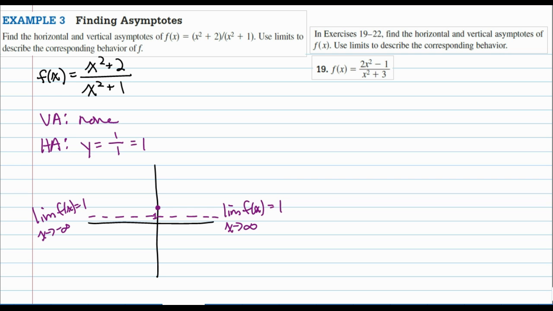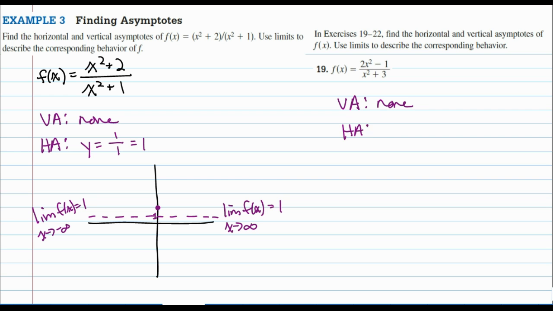The now try problem for example 3 is number 19. Find the horizontal and vertical asymptotes of f of x and then use limits to describe the corresponding behavior. So the vertical asymptotes here, numbers that are going to make the denominator 0, that's none. Only imaginaries will make x squared plus 3 equal 0. I would have to have a negative number that results from squaring an x, and that's not possible because squaring anything makes it positive. So vertical asymptotes, none.